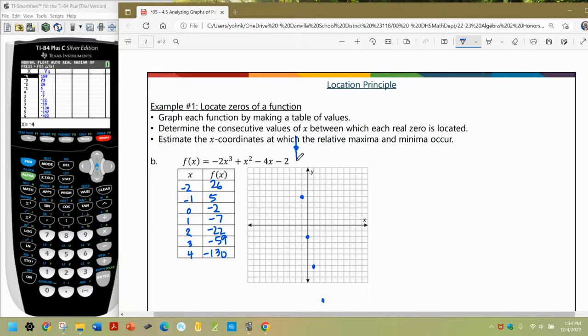So when I connect these, it looks like it's going to be a straight line, but it does kind of curve ever so slightly. All right, so if I need to find the consecutive values between which the zeros are located, if I look at my y values, it looks like it changes positive to negative right here, and then it keeps getting negative. So it looks like there's only one zero, and that's going to be between negative 1 and 0.